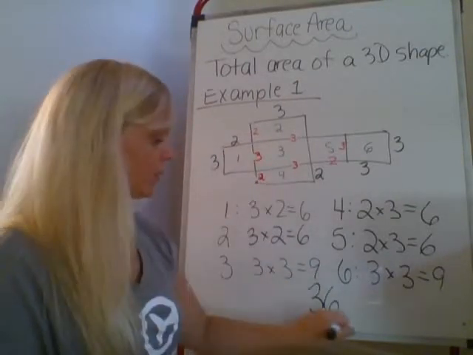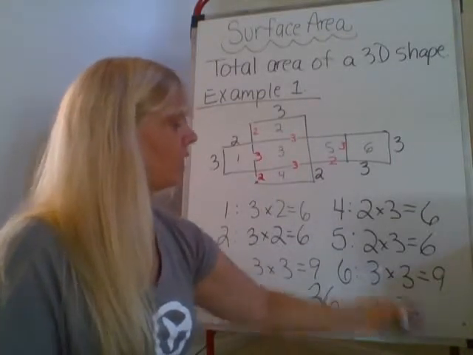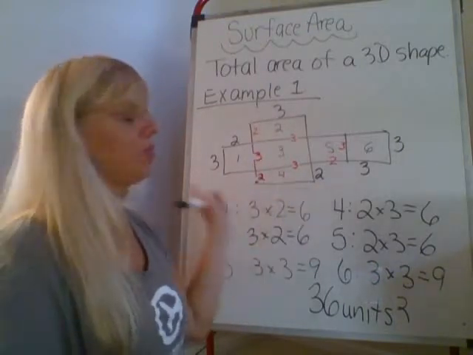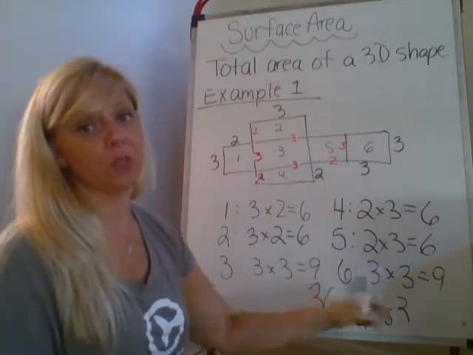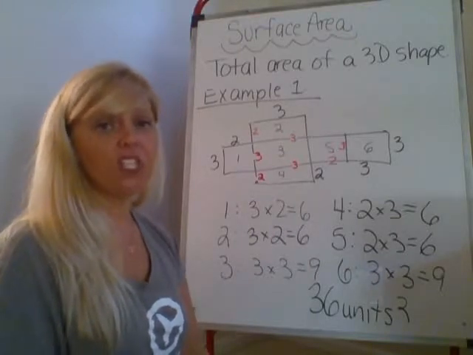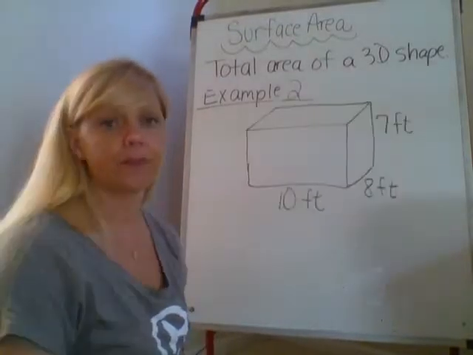And I don't have any units written down here, so I'm going to put units squared. And I put squared because we're finding area. Okay, so the grand total of this is going to be 36 units squared when I get it all done. All right, let's go on to one that is not a net.